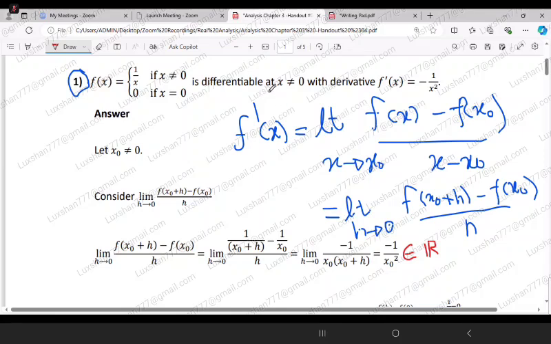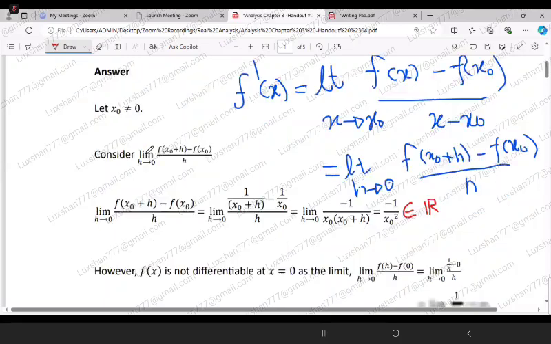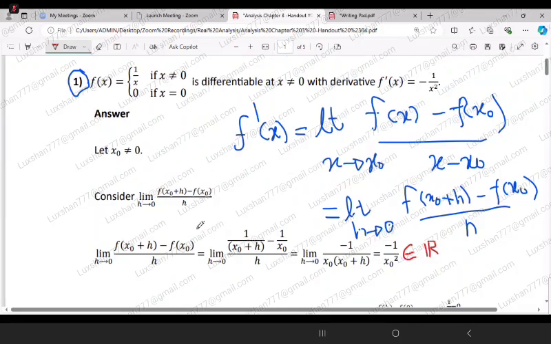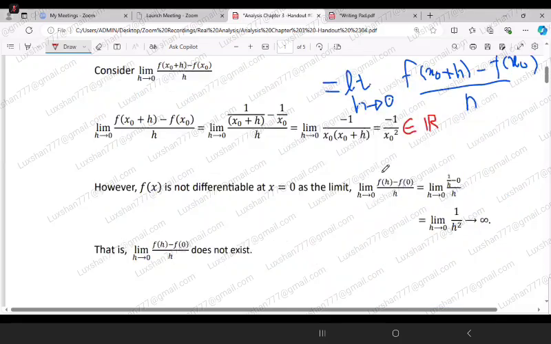Now, this question has two parts. One is we want to show the function is differentiable everywhere except x equal to 0. So now we have shown the function is differentiable when x is not equal to 0. Now we have to show the function is not differentiable when x is equal to 0. So again we are using the same definition, but here our x naught is 0. I'm considering the same limit, but my x naught is 0. Therefore, my limit will have this form.